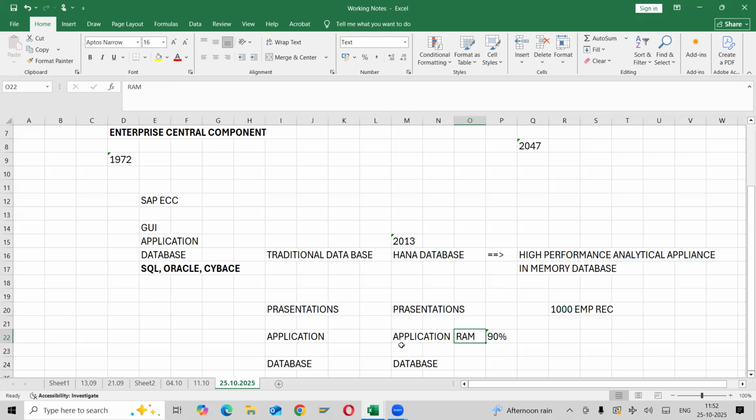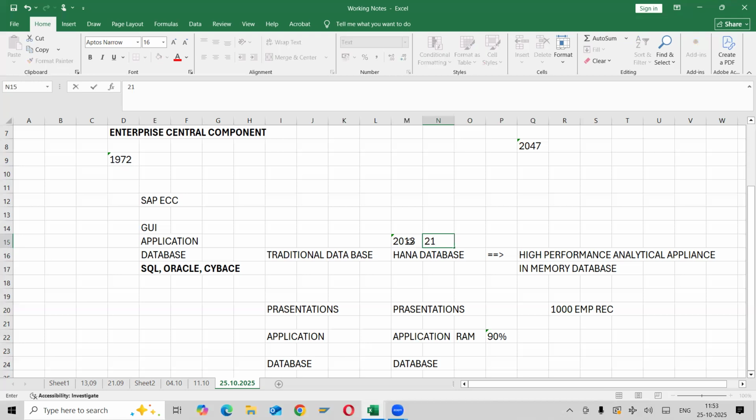So the process will happen only between your input and the application layer. That is the reason it is 1,000 times faster than your traditional database. Clear? And more accurate when compared to your traditional database. Right? So from 2013 onwards, it came into use in the year 2015.